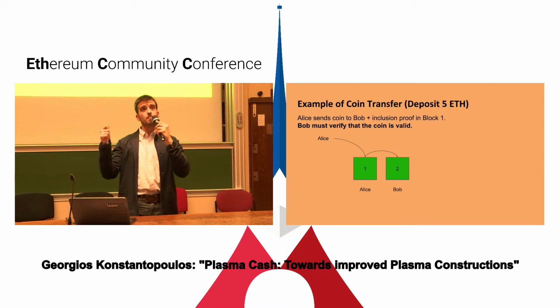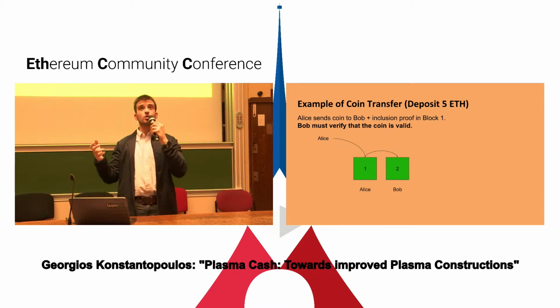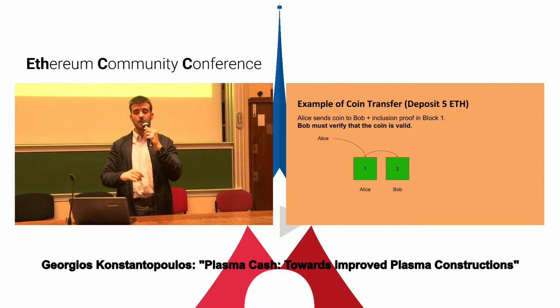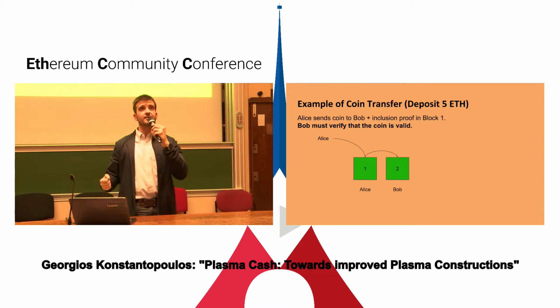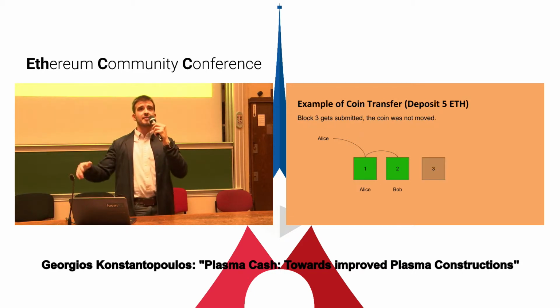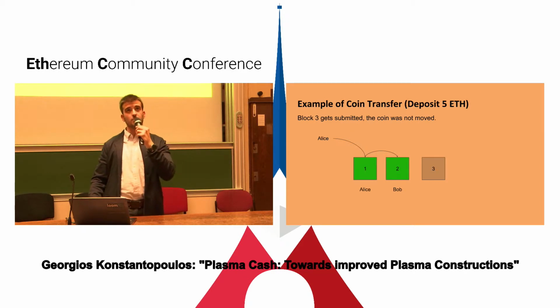So Bob must always verify the transaction history. It's a UTXO-based model, so whenever you receive a transaction, you need to verify that the UTXO you're getting is valid. So Bob verifies the Merkle inclusion proof in the last block, checks that it's OK, and accepts the coin. Then at block 3, some other coins transact, but our coin does not move. So we do not do anything. Maybe we download the exclusion proof. Actually, we must download the exclusion proof.